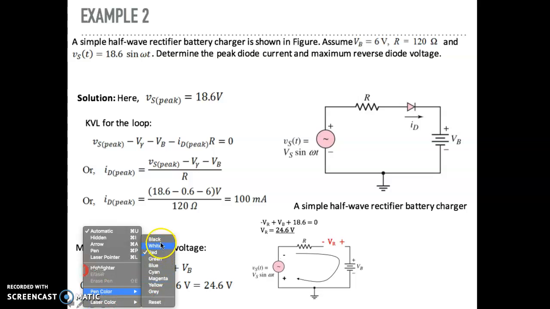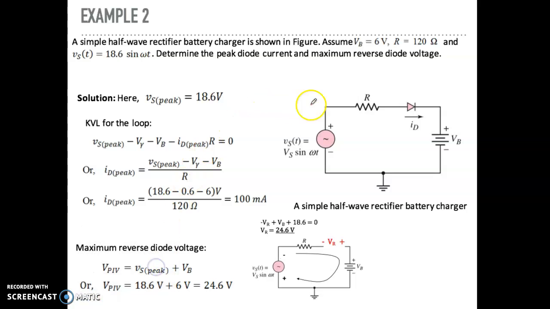Okay, so let's go through the second question. This is a simple half-wave battery charger. The additional element here is a DC supply. It is given here as 6 volt, R is 120, and your input here is 18.6. Determine the peak diode current.